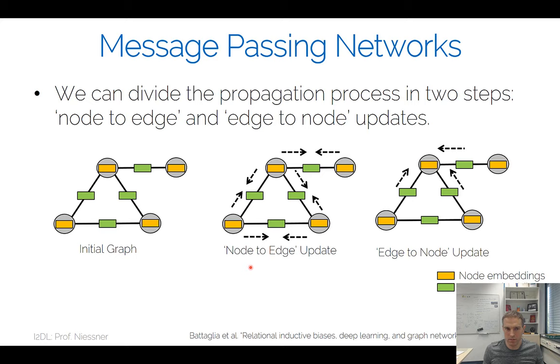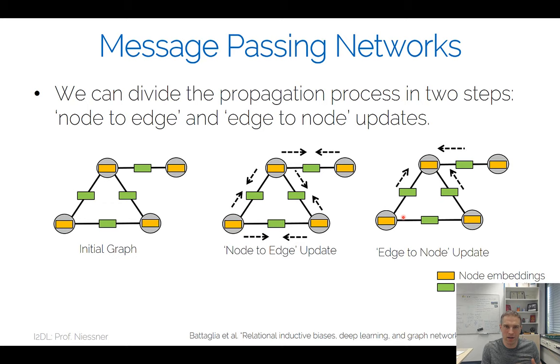Now we want to do the opposite: edge-to-node updates. If we take one node, like this yellow node, it should receive information from the surrounding edges. In this case, we have three edges on this node, so we get information from three edges as an update. Then we iterate: node to edge, edge to node, then node to edge, edge to node again. Very simple. You just keep iterating.